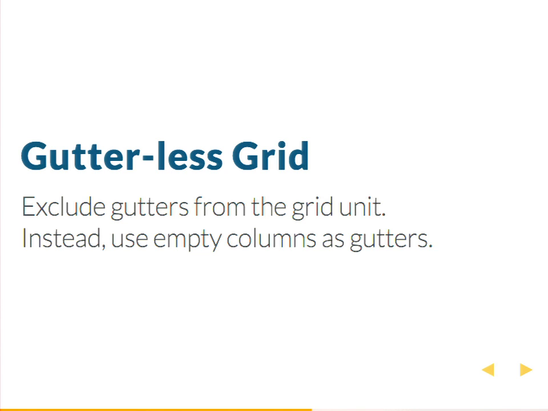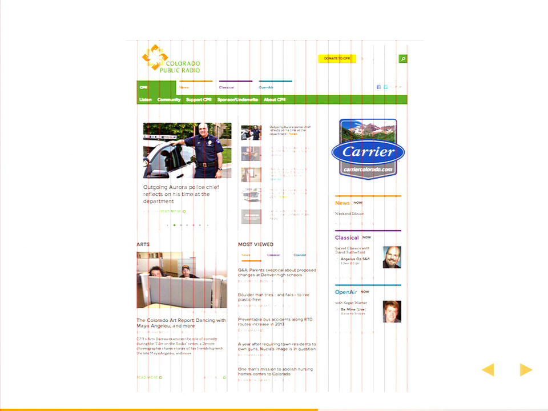So you exclude gutters from the grid unit, and instead use empty columns as the gutters themselves. With this Colorado Public Radio site, we just got rid of the grids altogether and did 24 columns, and we actually use some of the columns themselves as the gutter. I find this, as a front-end developer, much easier to work with because you're not having to deal with some of those nested padding issues that you often get with a grid system and gutters.